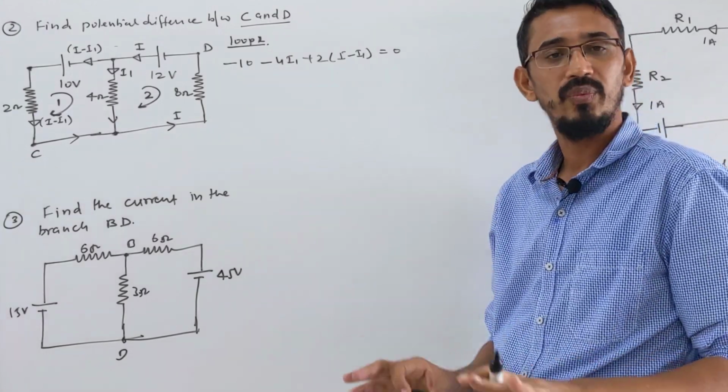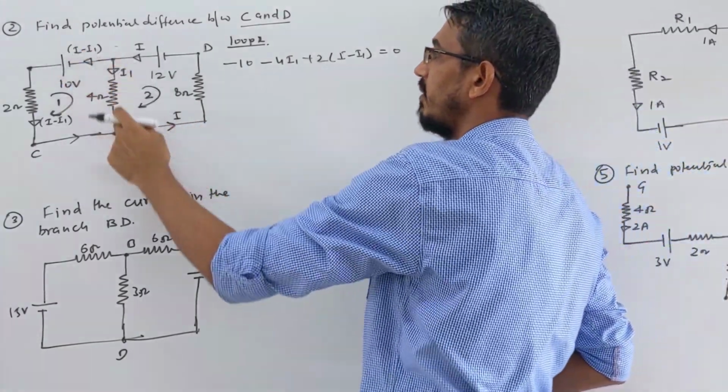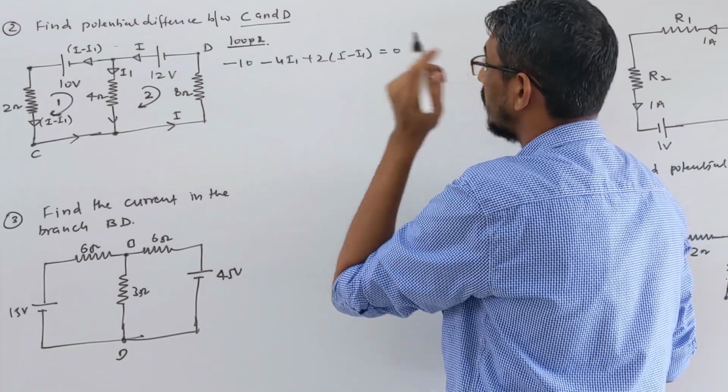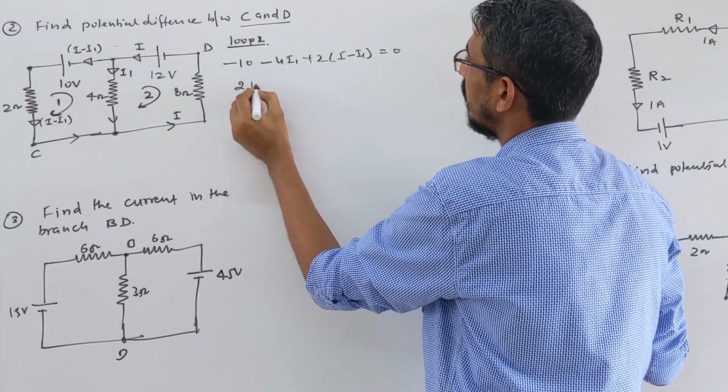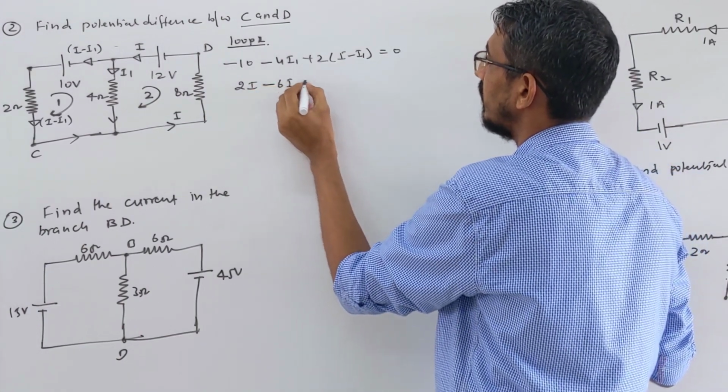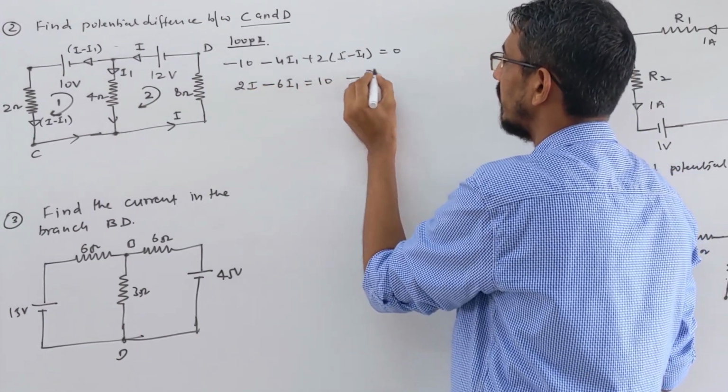You can start from any point and come back to the same point. Now you can simplify this. Look here, this is 2I, and this becomes minus 2I1, and minus 4I1 minus 2I1 gives minus 6I1. So 2I minus 6I1 is equal to 10. This is equation 1.